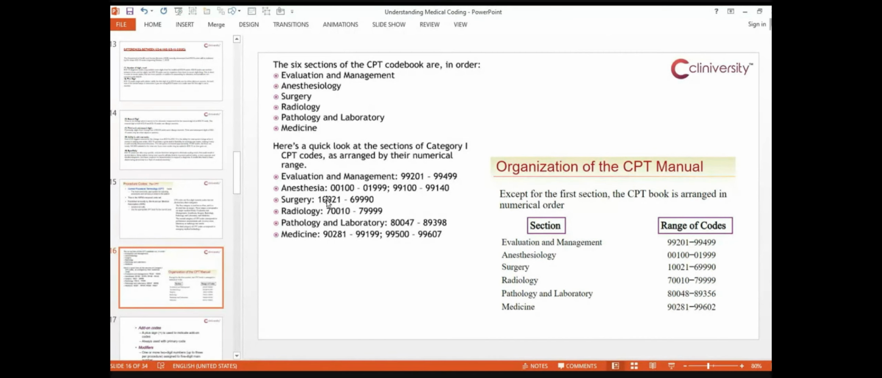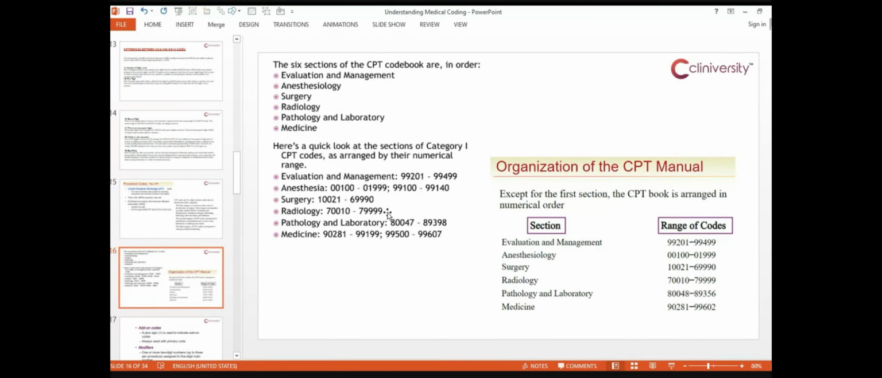Then the next range is for surgery. For any kind of surgical procedure, the claim will be made through the codes assigned under this range, beginning with 10021 to 69990. Under this, many codes would be there for different kinds of surgical procedures performed at the hospital. As per the report, that particular procedure needs to be cross-checked and verified under this surgery chapter. And then accordingly, that specific code will be assigned for that procedure.